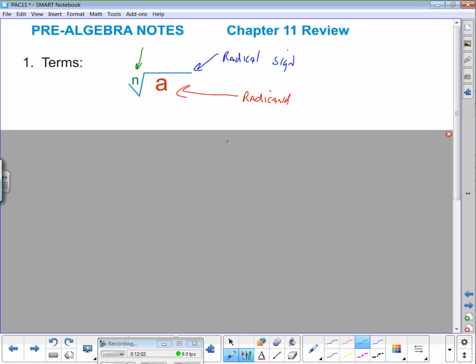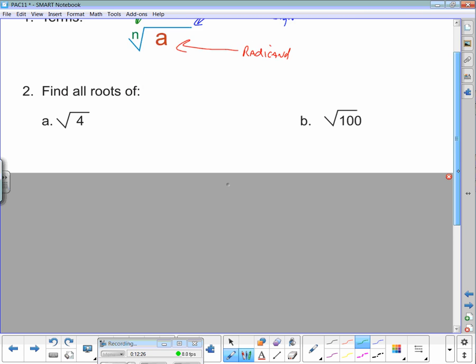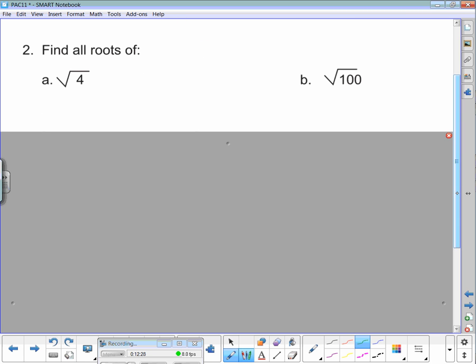And who's going to tell me what goes in the crevice? Kaylin? The index. So this has an index of n, so it's definitely not a square root. Right? It's an nth root. Not a square root. What number times itself n times equals the radicand. All right, just make sure you know your terminology. It helps when you hear me talk about things because I'm going to use those terms.